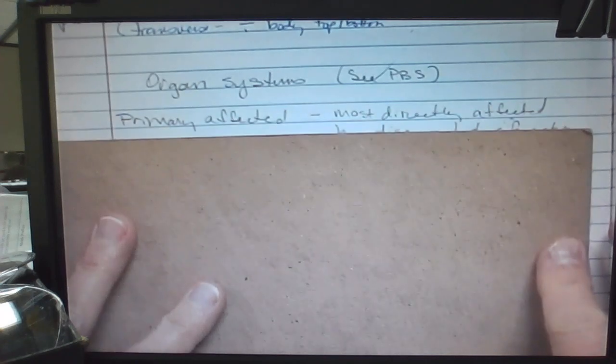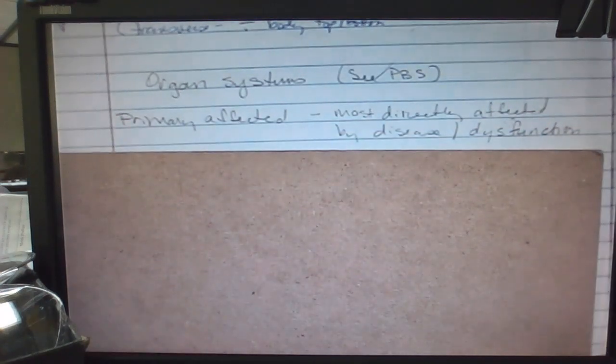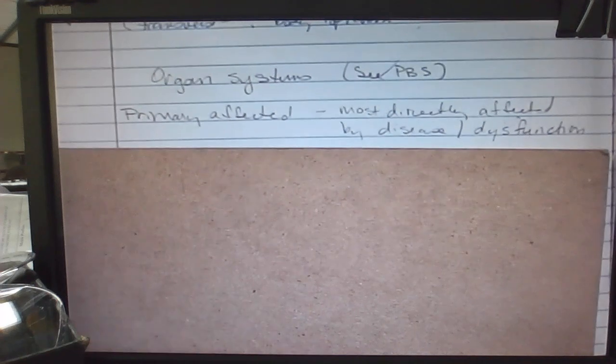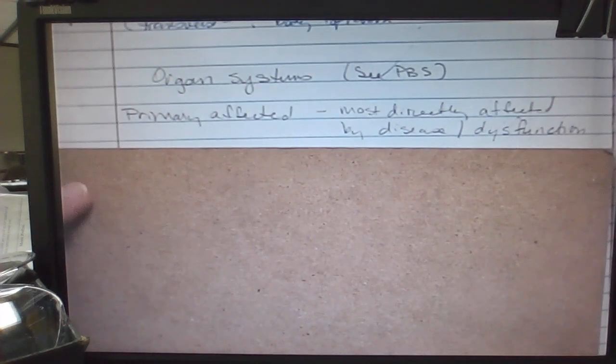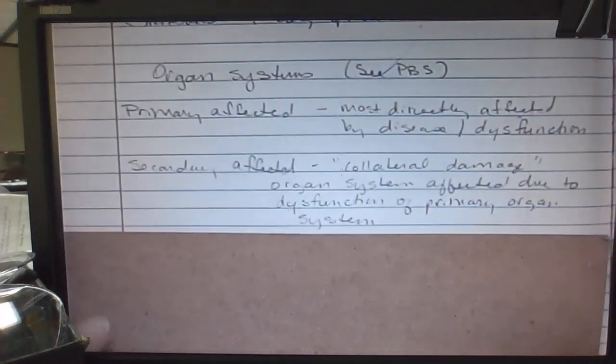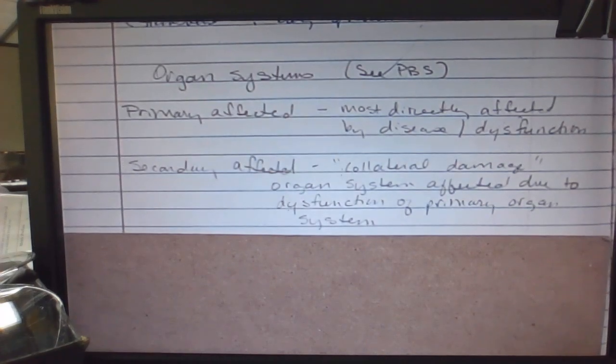So this has to do with primary and secondary affected. The primary organ system that's affected is the organ system that is most directly affected by whatever disease or dysfunction that the person has. Primary affected, most directly affected by disease and dysfunction. The secondary organ system affected is kind of thought of as collateral damage. So these are organ systems that are affected due to the dysfunction of the primary organ system that's affected.